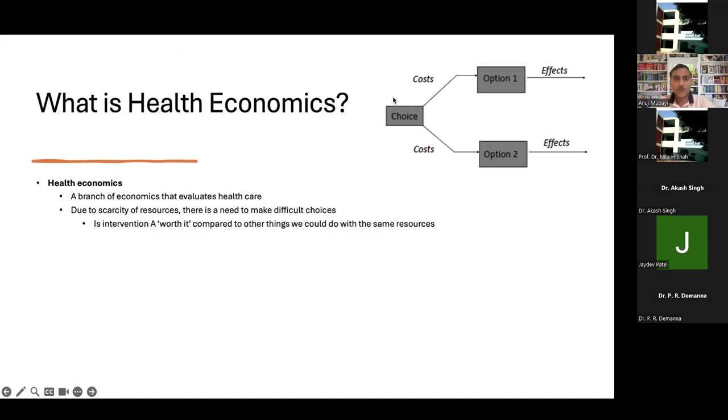Okay, so what is health economics? Health economics is a field where I work, and that is where dynamical system modeling is used now. Health economics is a branch of economics, or a branch of healthcare, where we evaluate healthcare interventions. Interventions could be many, like vaccines, drugs, diagnostic tests. It could be a surgical procedure.